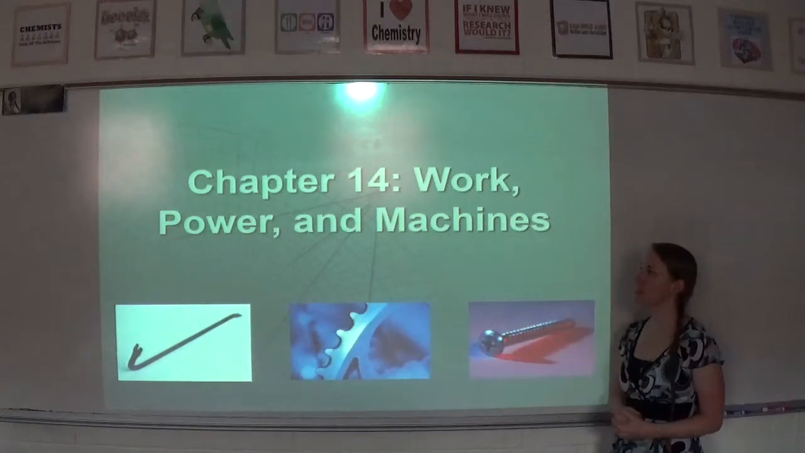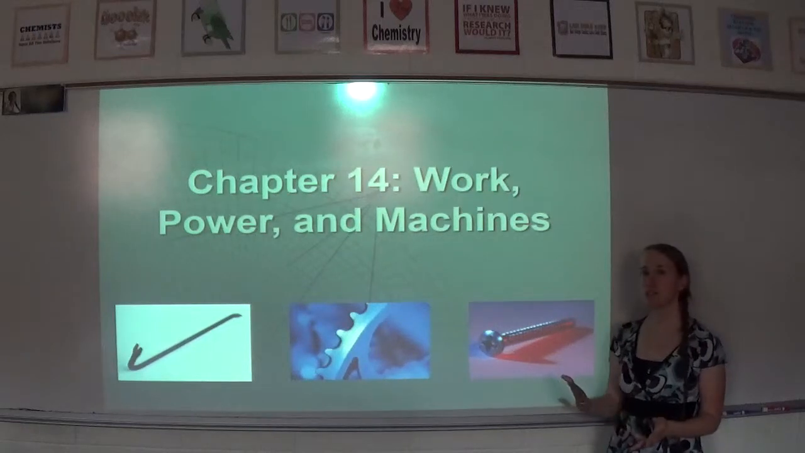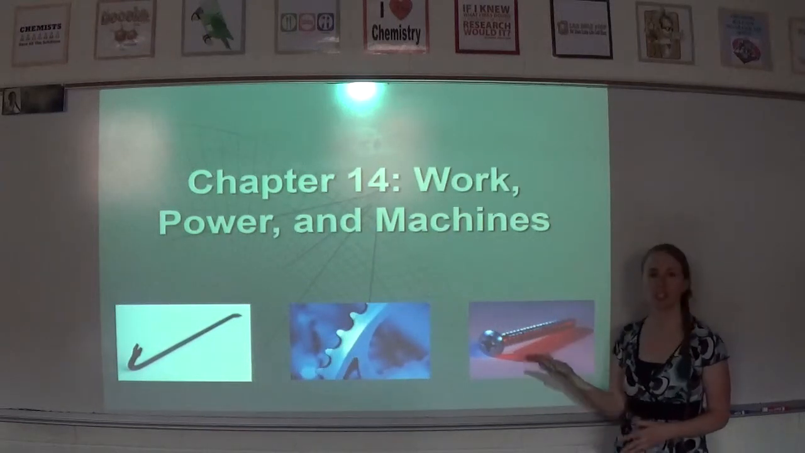So chapter 14 is on work, power, and machines. We're talking about simple machines. But today we're just going to focus on section 14.1, which is just on work and power.